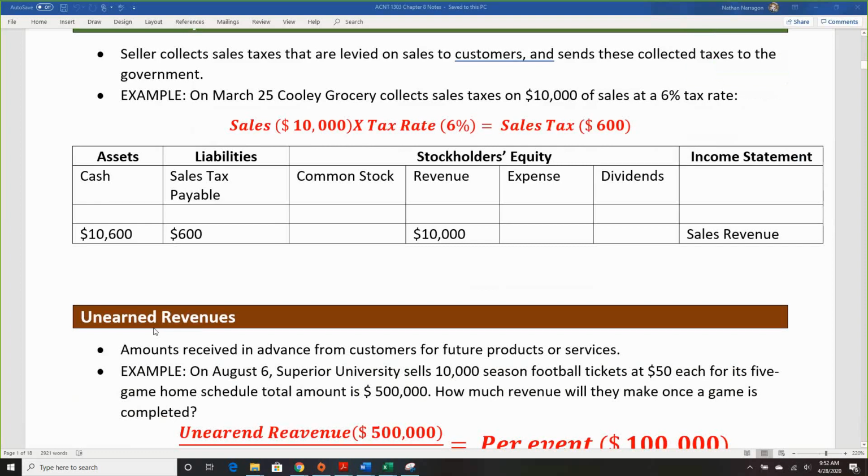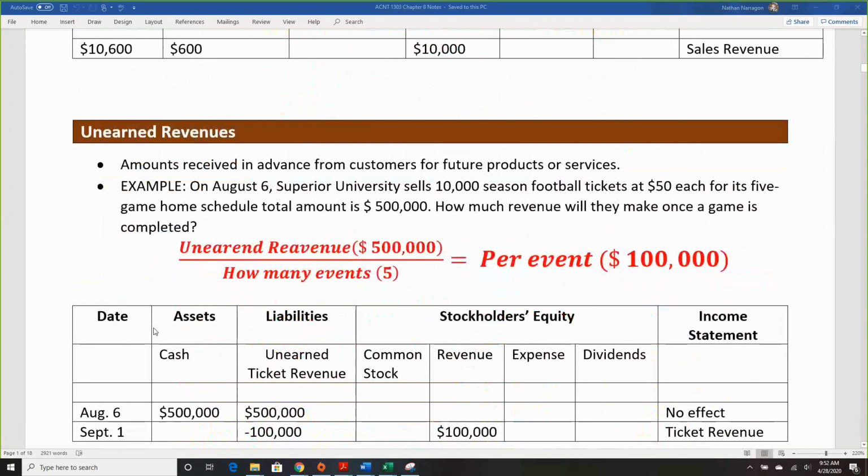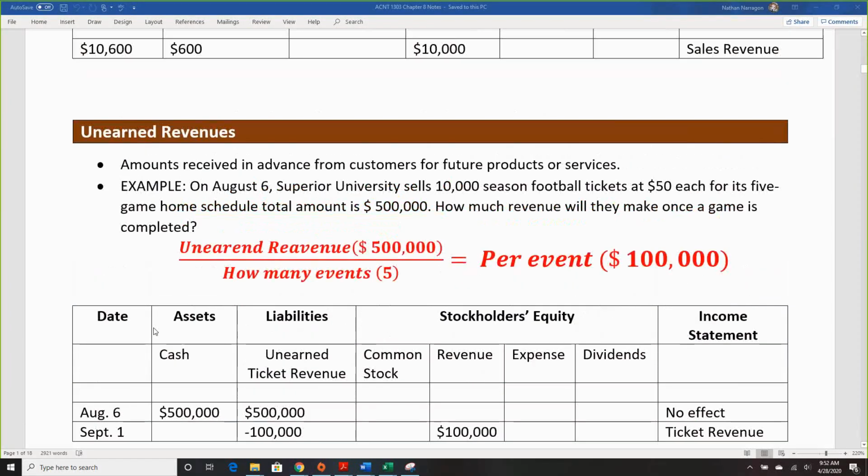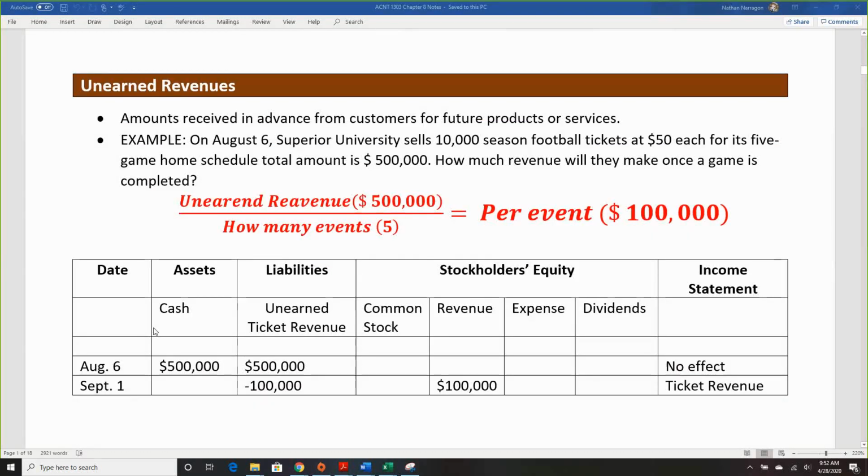Alright. The next one we're going to tackle for liabilities is another good old favorite that you're probably going to hear about in 2301, like nearly every chapter. I don't think we've attacked it as much in this one, but it does end up becoming a famous one. That's unearned revenue.